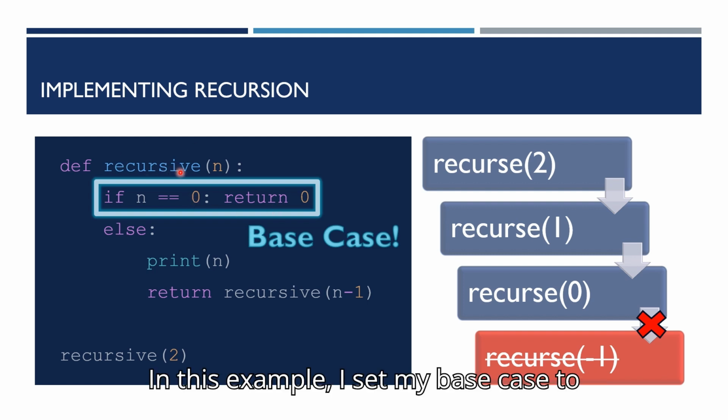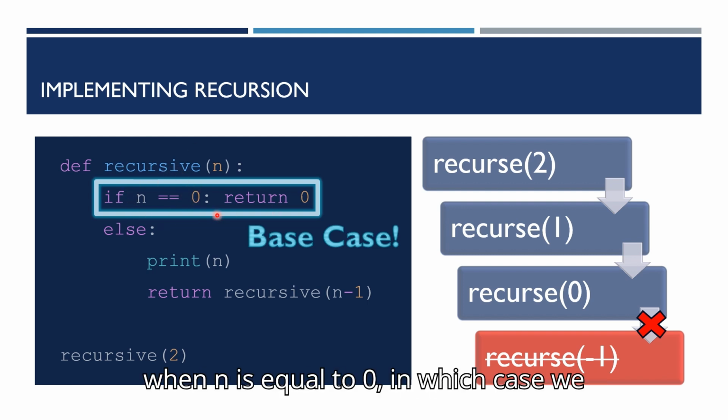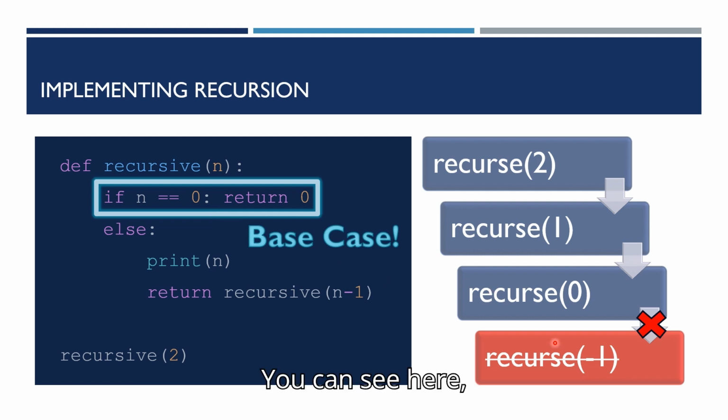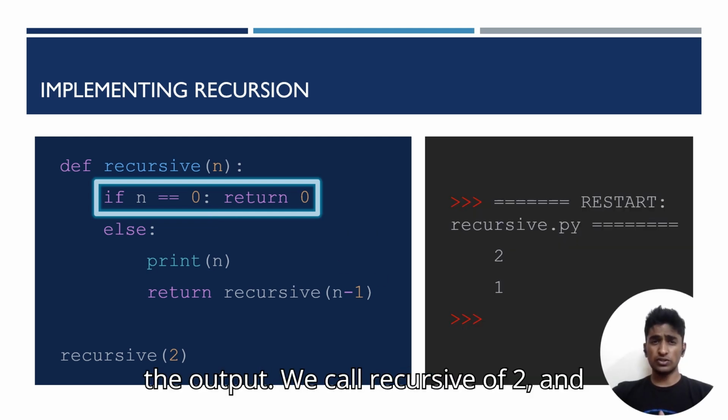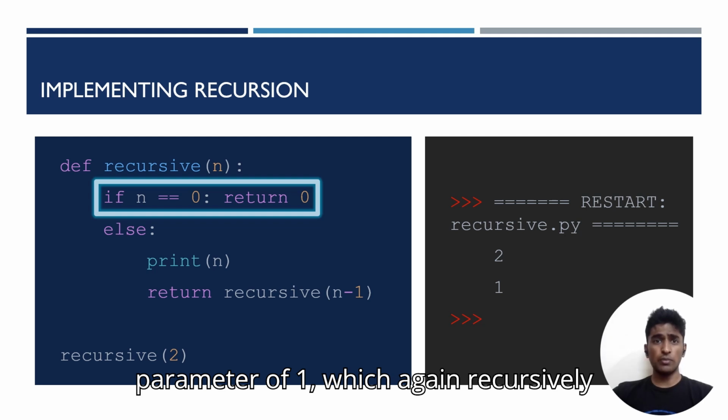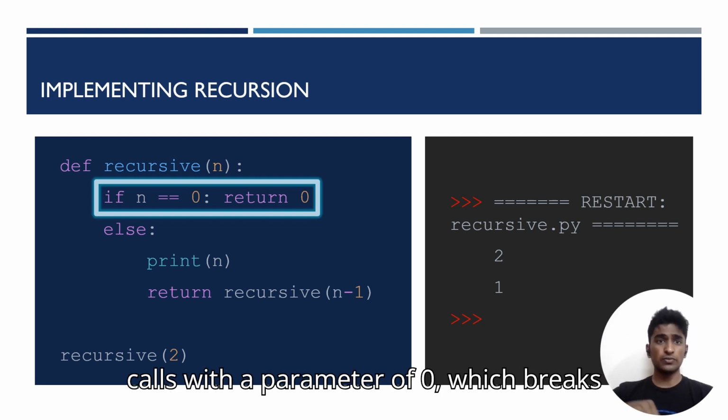In this example, I set my base case to when n is equal to 0, in which case we don't make any further recursive calls. So here's the output. We call recursive of 2, and that makes a recursive call with the parameter of 1, which again recursively calls with a parameter of 0.